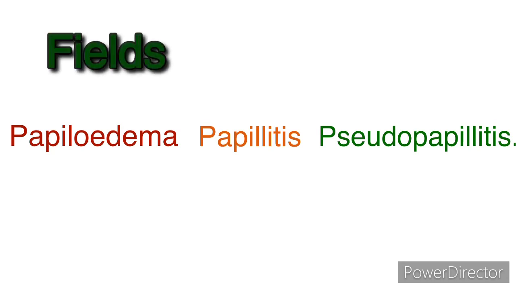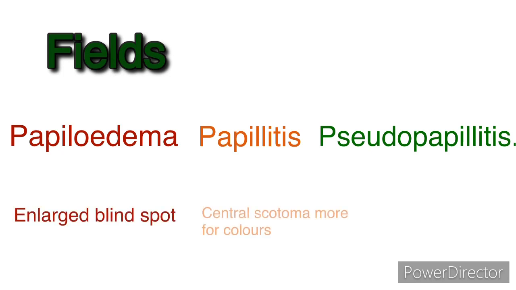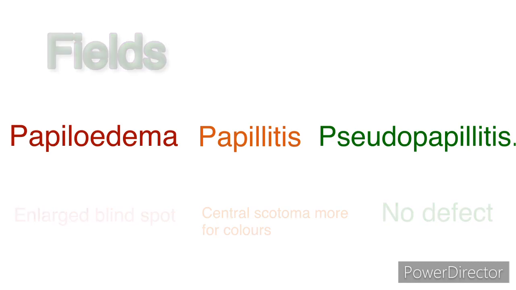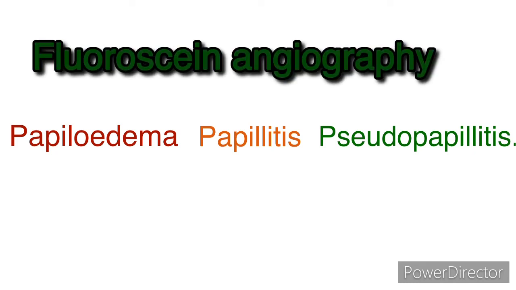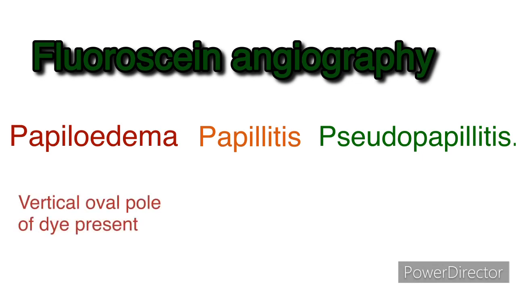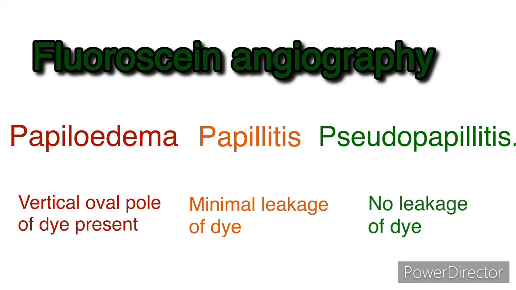Visual fields: in papilloedema there is an enlarged blind spot. In papillitis, there is central scotoma, more for colors, and in pseudopapillitis there is no visual field defect. On fluorescein angiography, in papilloedema we see a vertical oval pool of dye due to leakage. In papillitis there is minimal leakage of dye, and in pseudopapillitis no leakage of dye.